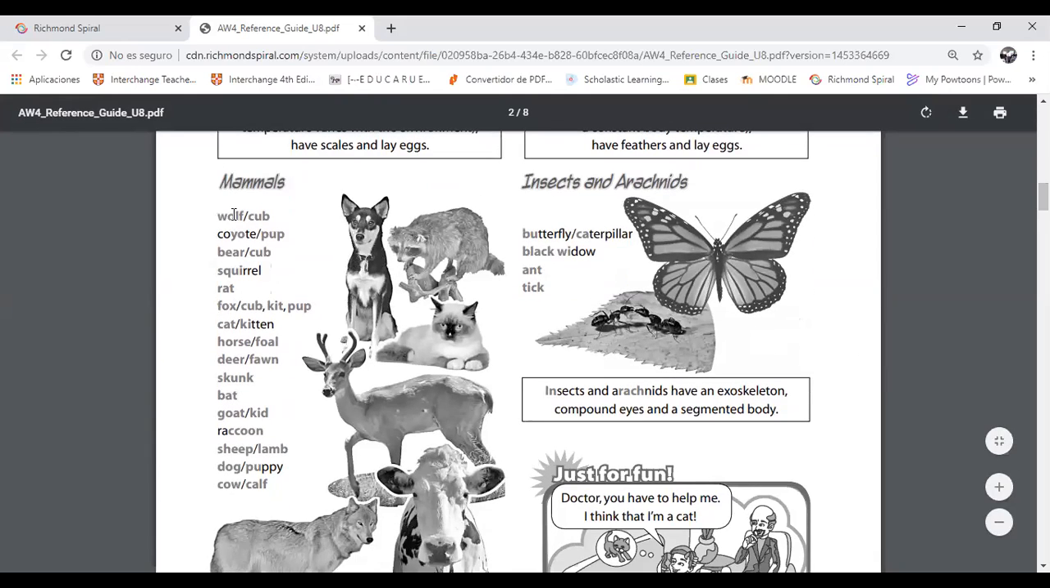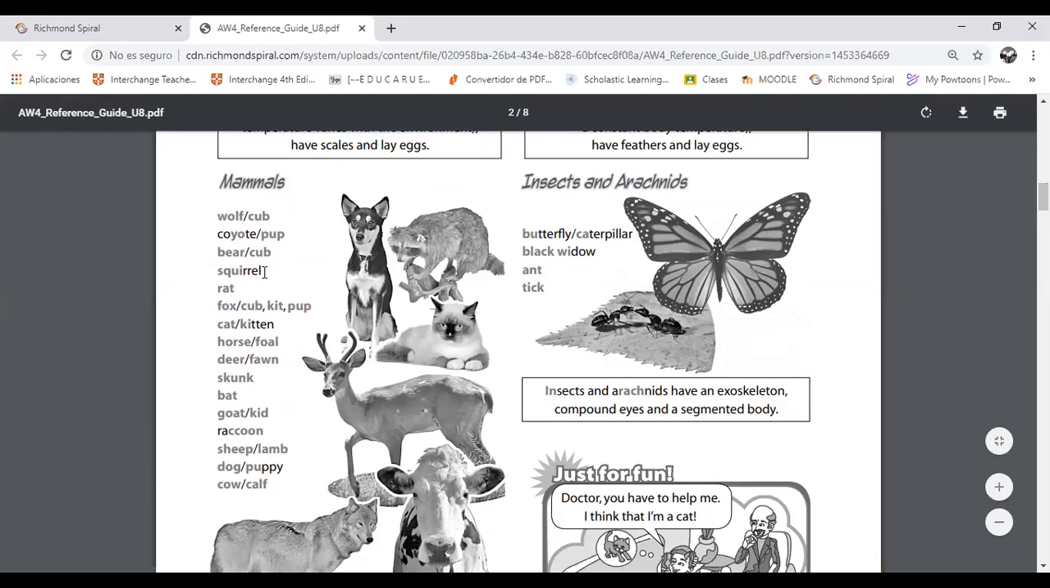Let me continue. Mammals, wolf or cub. Actually, the cub is the baby of the wolf. Coyote, pup, the baby. Bear, cub, it's also the baby.